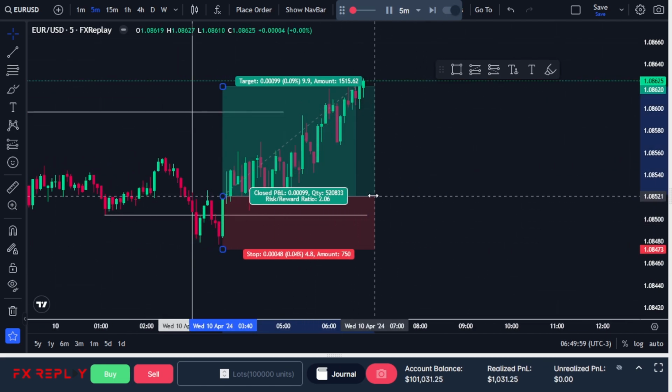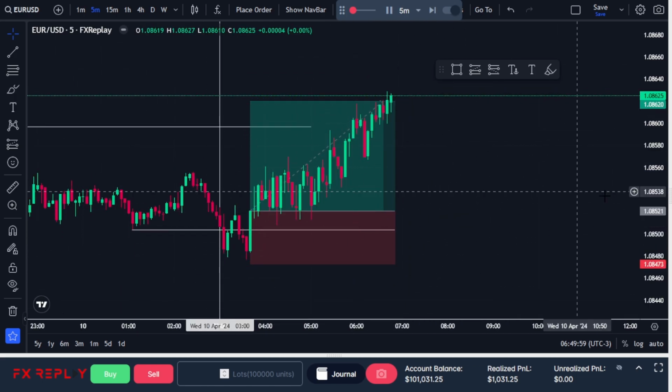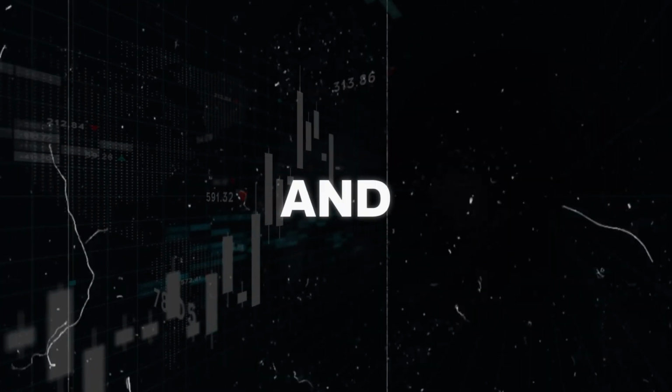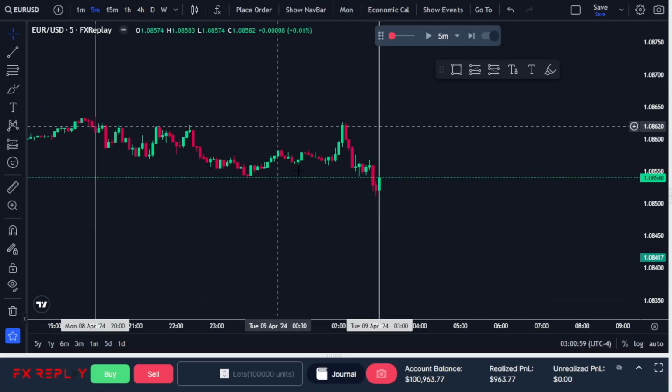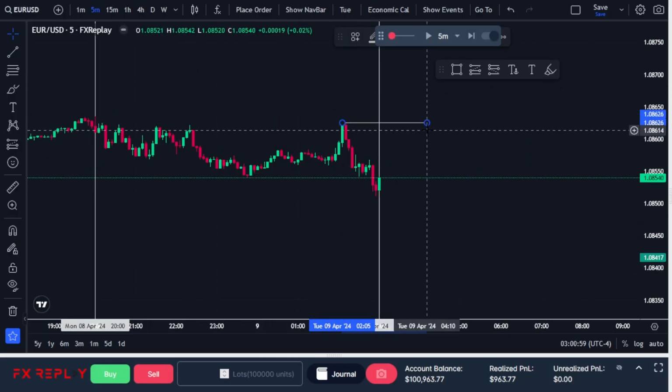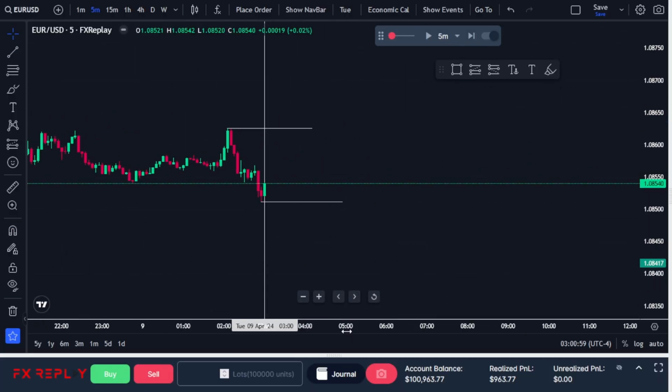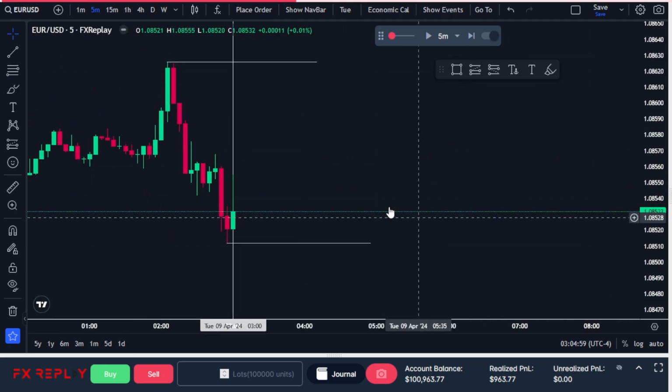Once again, we smashed our take profit level. Let's move forward to another day and look for another good setup. I'll quickly go through our steps and mark the high and low of the Asian range. Then I'll wait to see if these levels are broken.